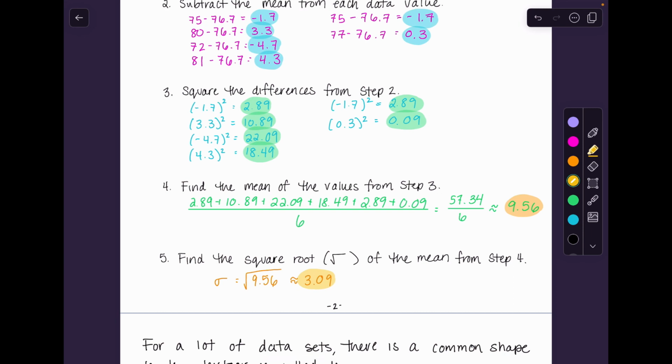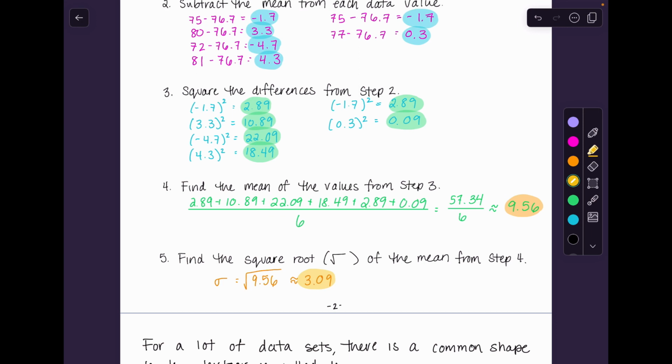So this number is small in comparison to our mean, because our mean was 76.7. That tells me most of my data values lie around the mean. If I had scored, say, a 10 on a test, that tells you we have quite a big outlier. So my standard deviation would be a lot higher because I have data values that are far from the average. But this small number in comparison to that mean is telling me that things are pretty close to each other.